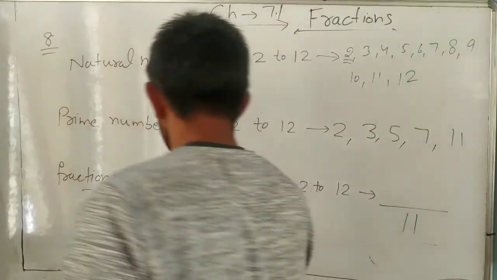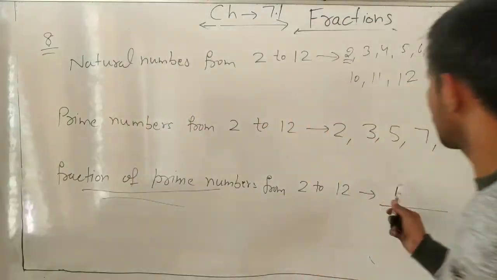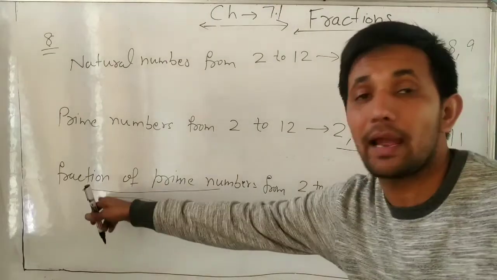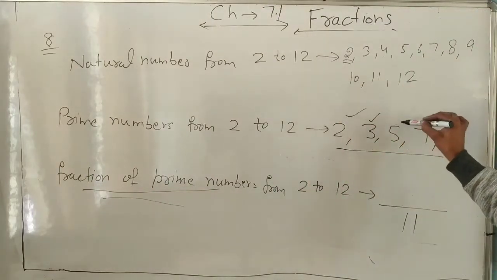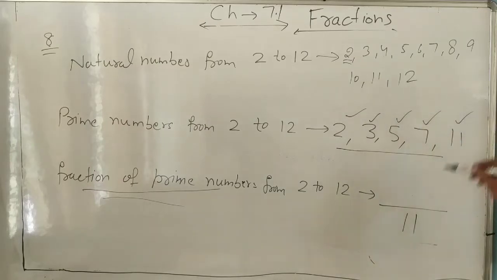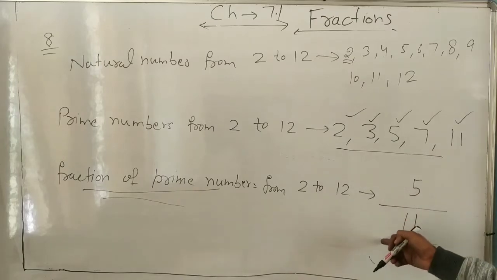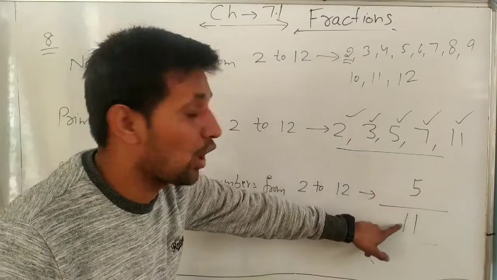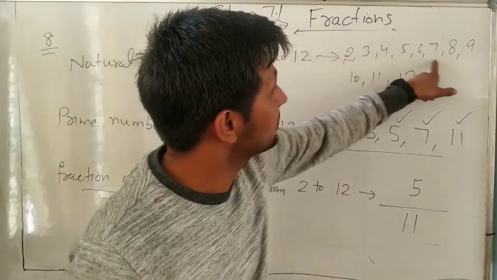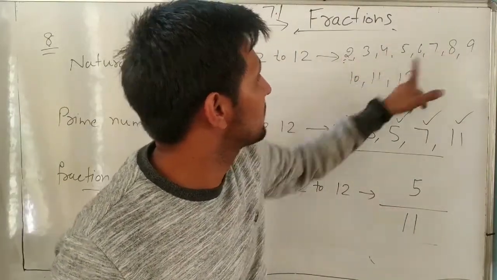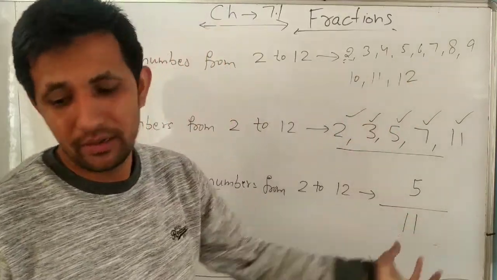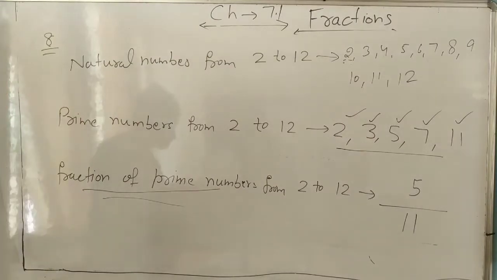Always in the numerator we will write the count whose fraction we want, the prime numbers. So 1, 2, 3, 4, 5. So 5 upon 11. So 5 is out of 11 numbers. It means 5 are prime numbers out of 11 numbers. These are 11 numbers, because 1 is not given here, and 5 are prime. Okay, understand or not? Very good.